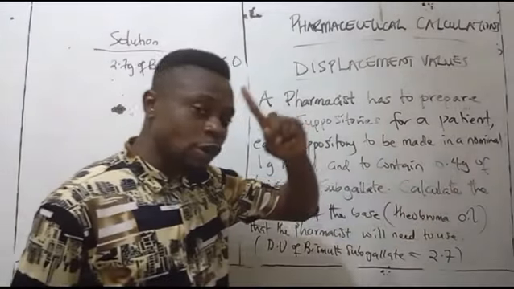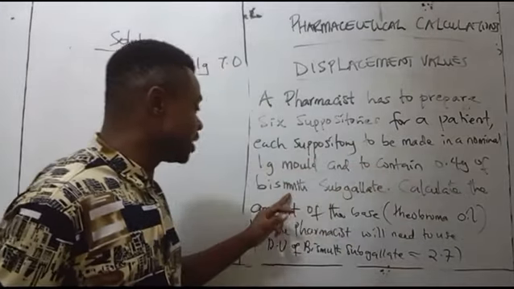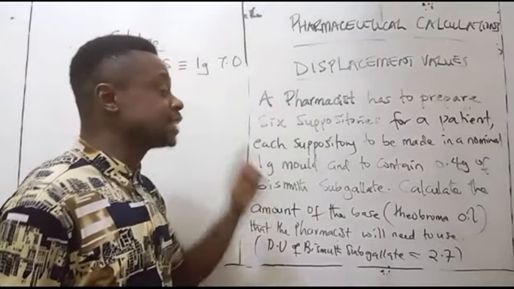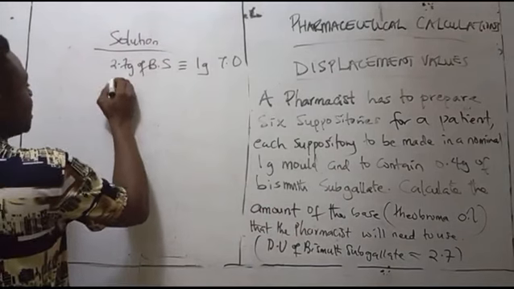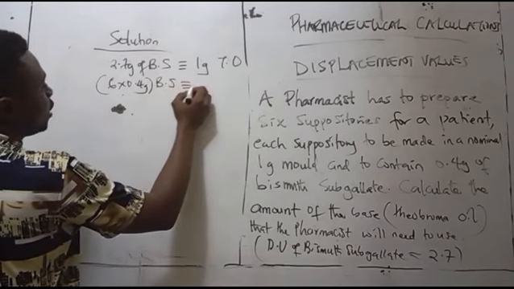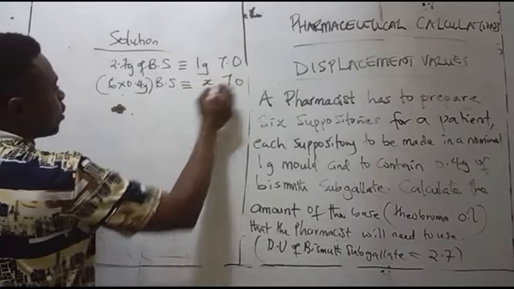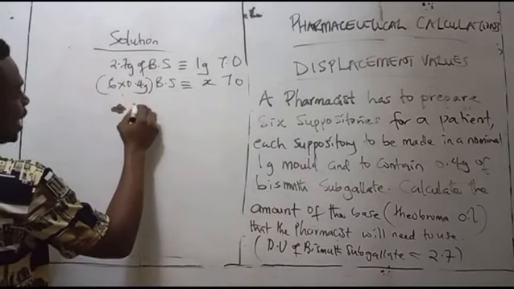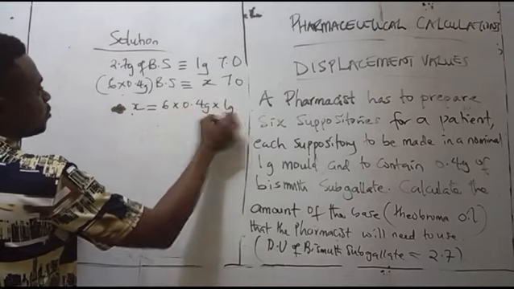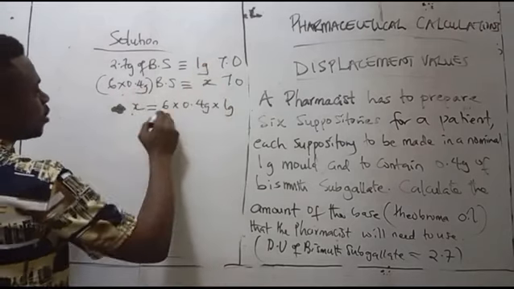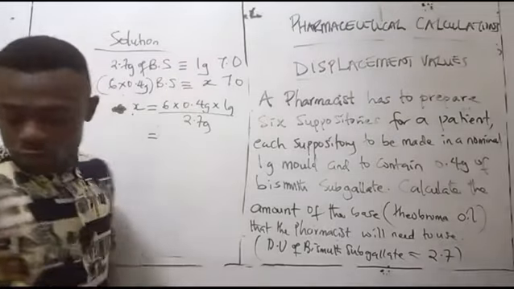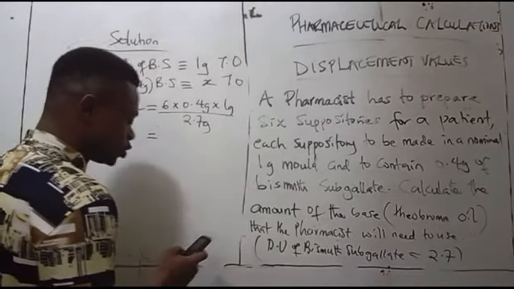But here, we are preparing 6 suppositories, and one suppository contains 0.4 gram of BS, bismuth subgallate. So the entire 6 suppositories will contain 6 times 0.4 gram of bismuth subgallate, which will displace X of theobromine oil. So we cross multiply to find this X. X is equal to 6 times 0.4 gram times 1 gram, all over 2.7 gram. Let's push our calculator so we don't waste our time.